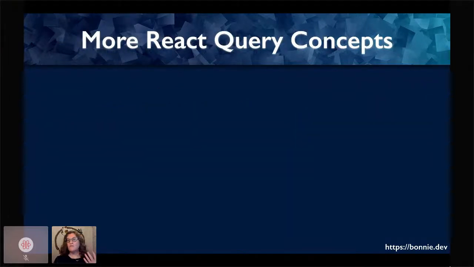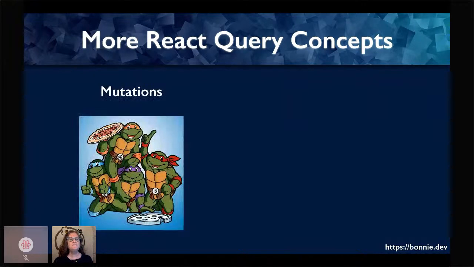A couple of other React Query concepts that I'm going to be discussing in this talk. One is mutations. So mutations are not simply getting data from the server like queries, but they're actually updating data on the server. This is relevant for Auth because a user can update their data. They can update their email, or they can update their name, or so forth.